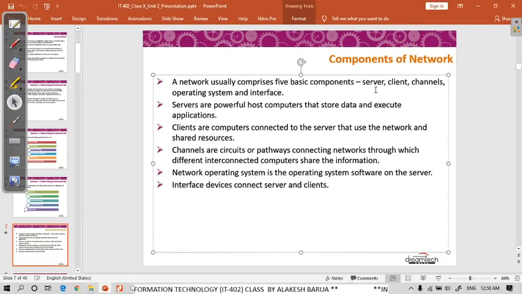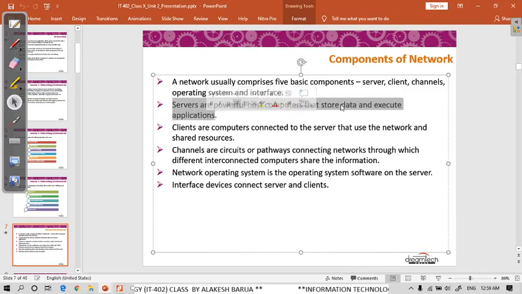Here, 5 basic components: server, client, channels, operating system, and interface. Server is the main computer that serves files, folders, and applications. Clients are computers that are connected to the server that take in the files, folders, and applications being served from the server. Channels are the medium through which client, server, and all these computers are connected in a network. Operating system is the software which is used to operate those computers, and interfaces are the points, the devices which connect those servers to the clients. Correct? So these definitions are given here.